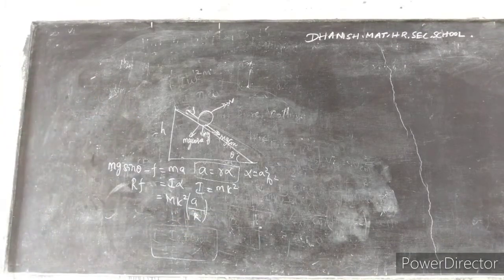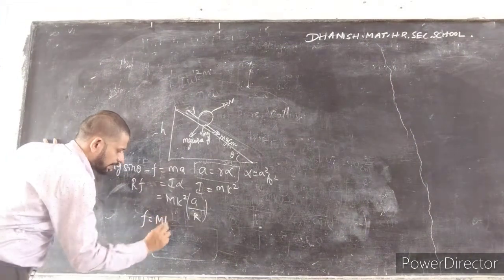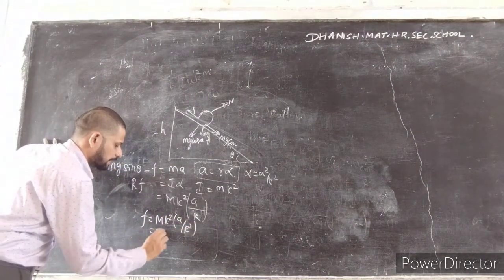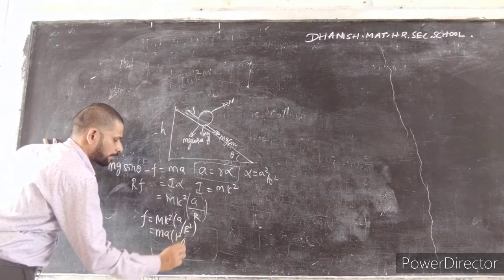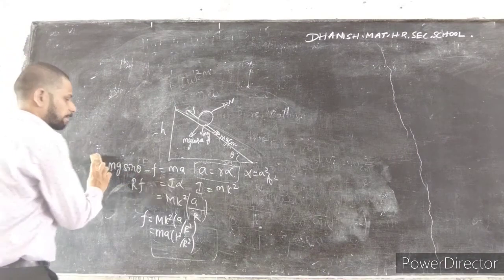Now what is F? F will be equal to m k square A by R square, so F equals m A k square by R square. Now substituting this into that equation, mg sin theta minus F.